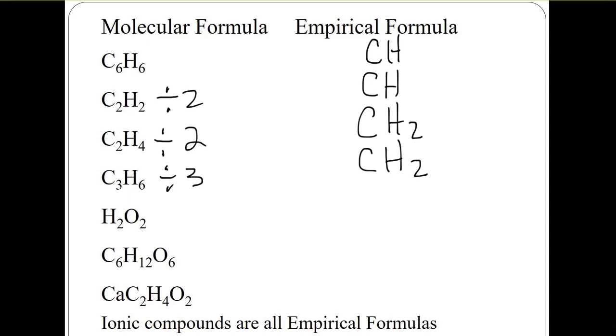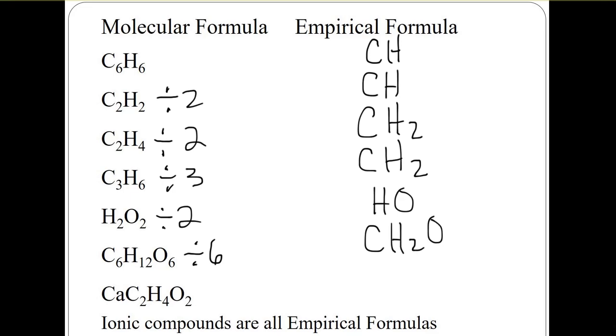Let's look at the next one. We have dividing by 2, we get HO. So a 1-to-1 ratio of hydrogen to oxygen. And this next one, this is glucose, divided by 6, and we get CH2O. So a 1-to-1 ratio of carbon and oxygen, and there are 2 hydrogens for every one of those.